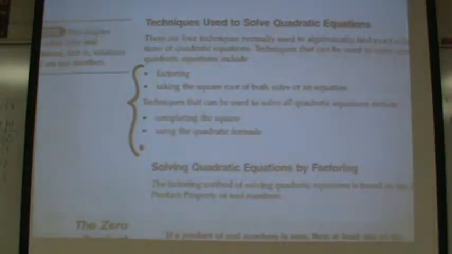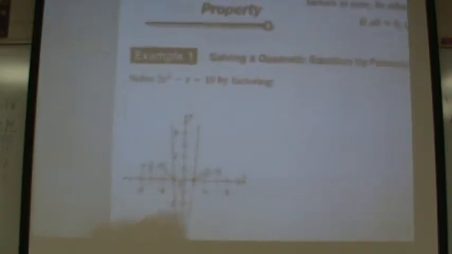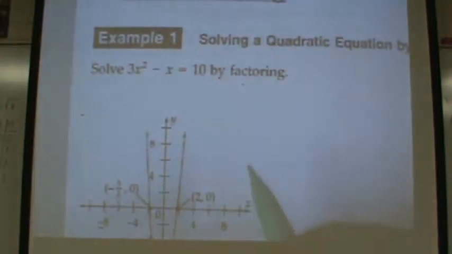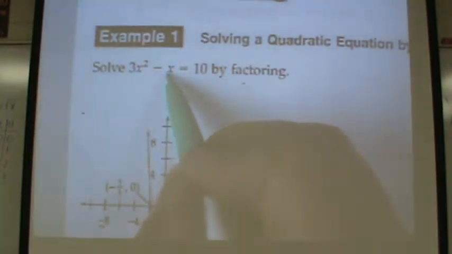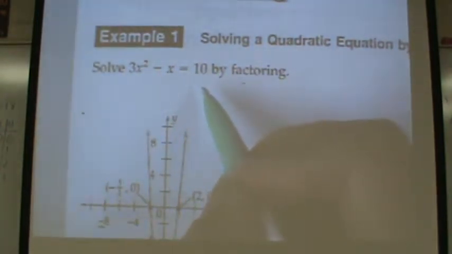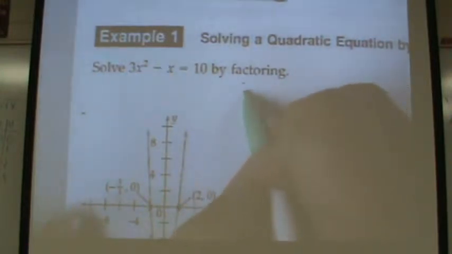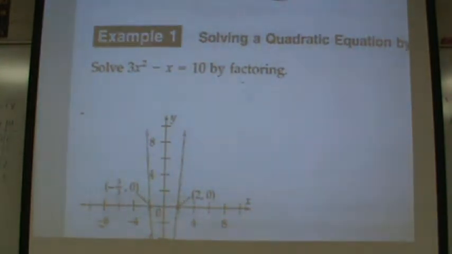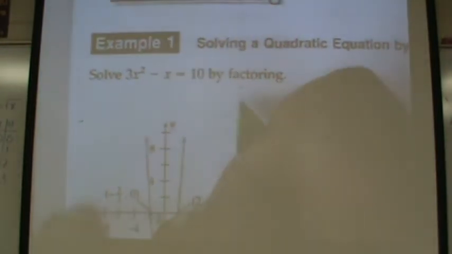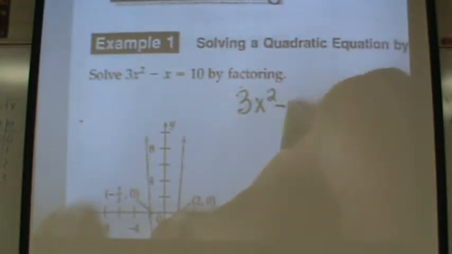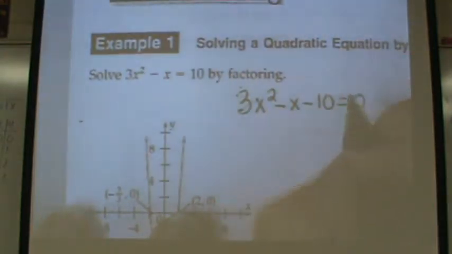So let's take a look at the first type, which is example 1. Everyone look at example 1. It says 3x squared minus x equals 10. How would you solve this one? What do you want on the other side? You want a 0 on one side. So 3x squared minus x minus 10 equals 0.